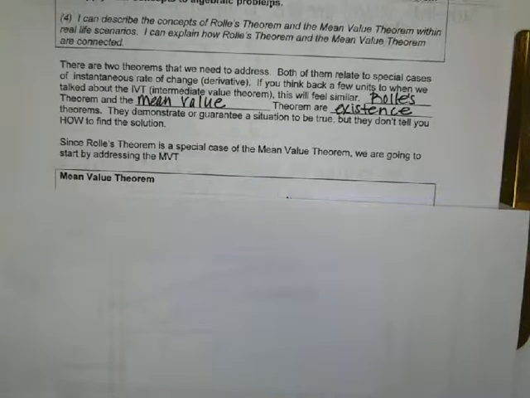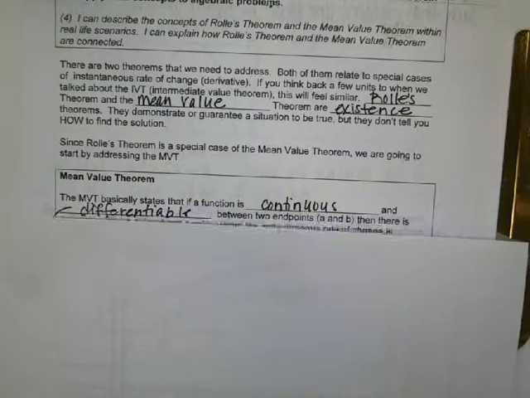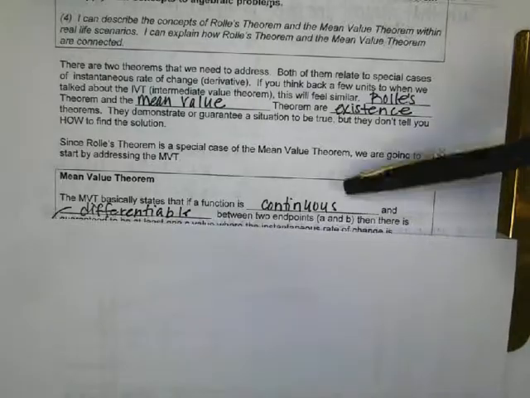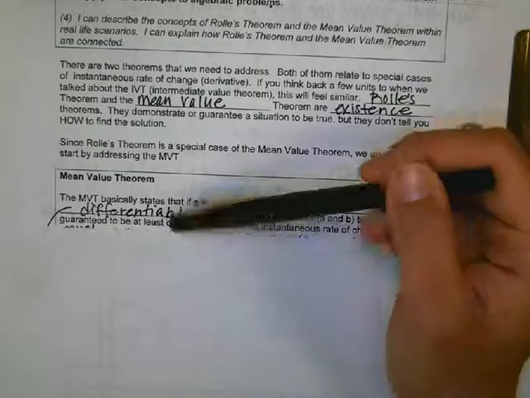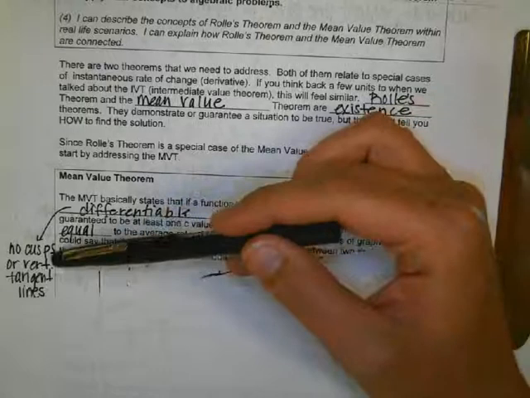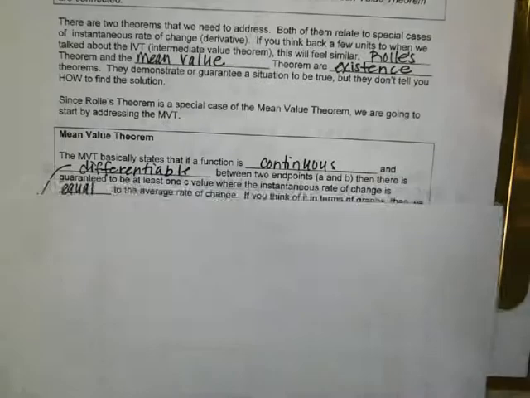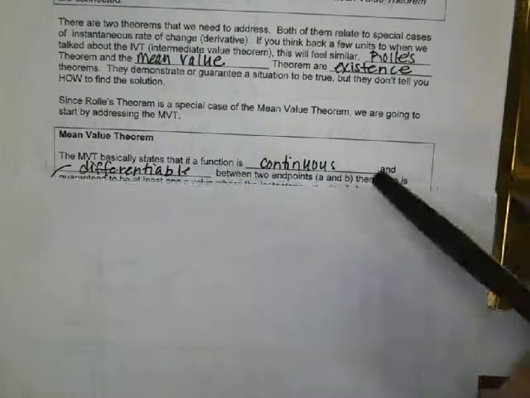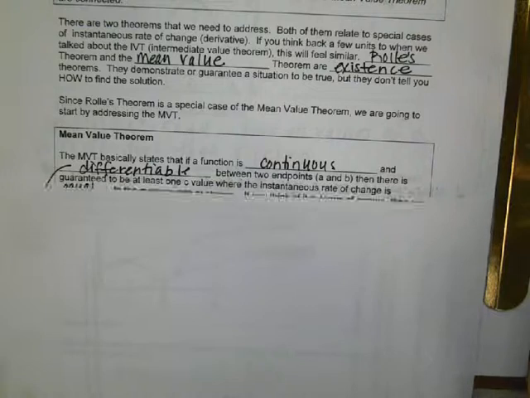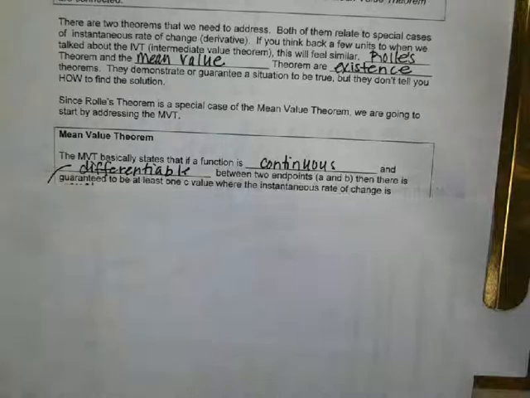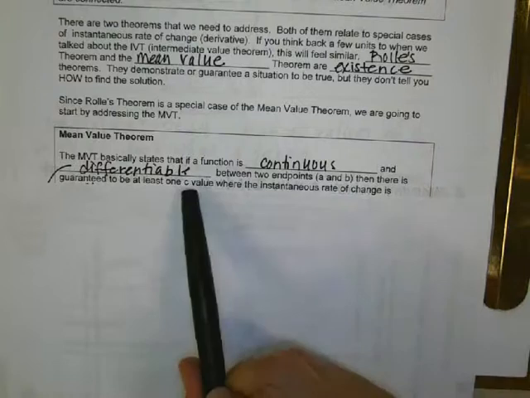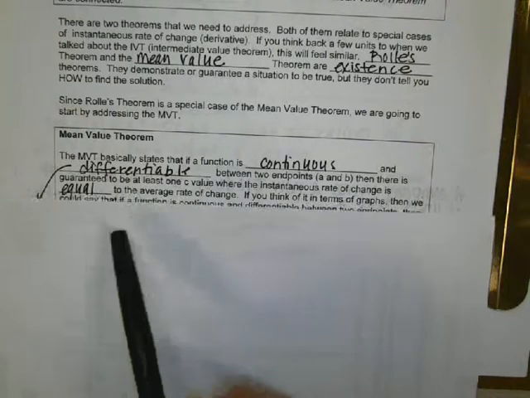But the mean value theorem just focuses on derivatives because it basically states that if a function is continuous, there's no breaks, and differentiable, meaning there's no cusps or vertical tangent lines. So if it's continuous and differentiable between two endpoints, A and B, then we can say there has to be, it's guaranteed, at least one value between A and B, we're going to call it C, where the instantaneous rate of change there, at C, is equal to the average rate of change.